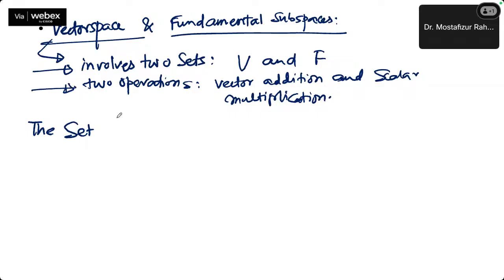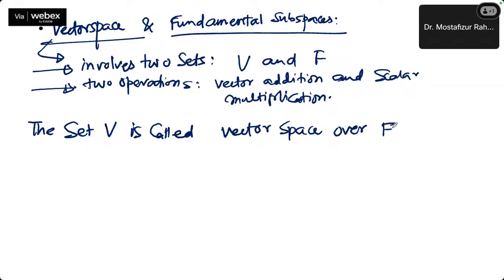The set V is called a vector space over the field F, just a set, field F, while it follows certain properties.